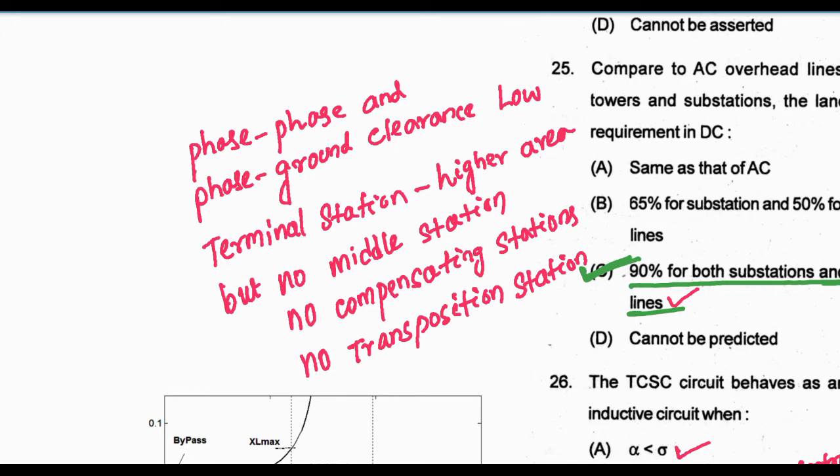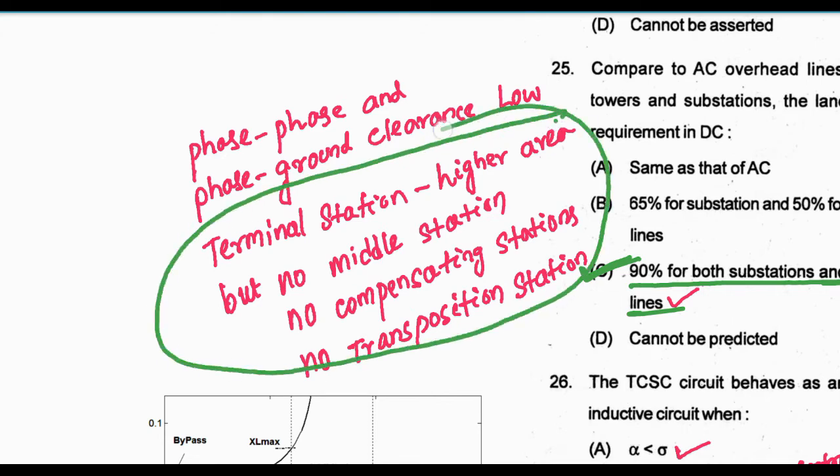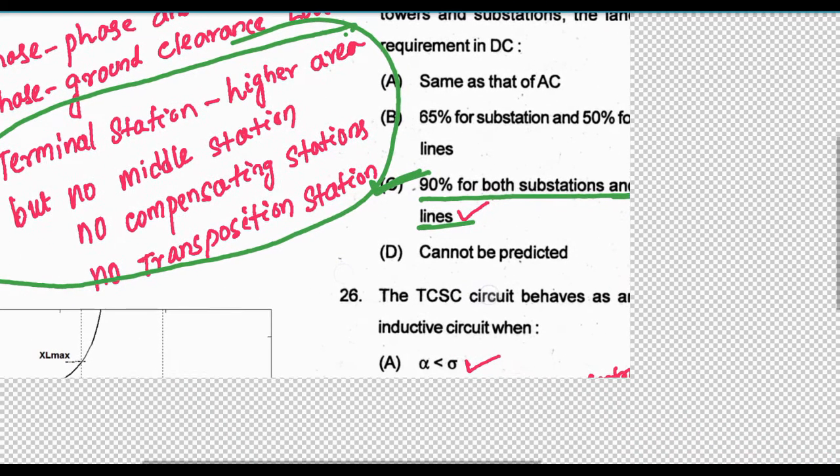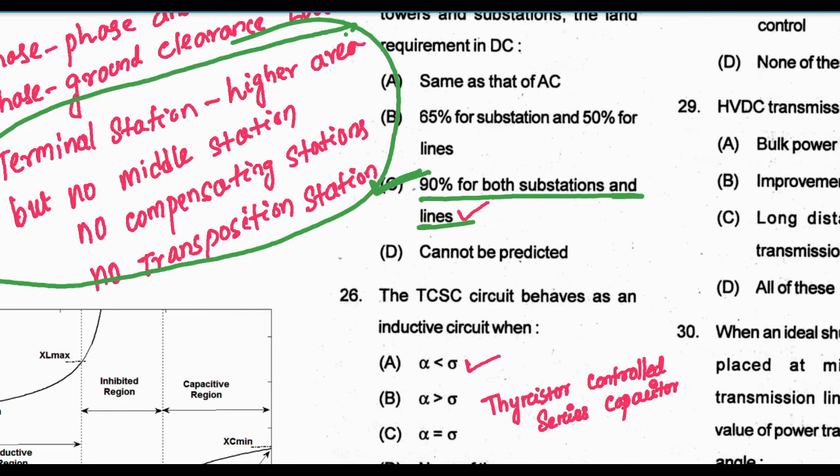reducing the communication line interference and also for better performance. So in case of DC, this is a mixed result in case of transmission stations. So that is why I have chosen 90% of both the stations.